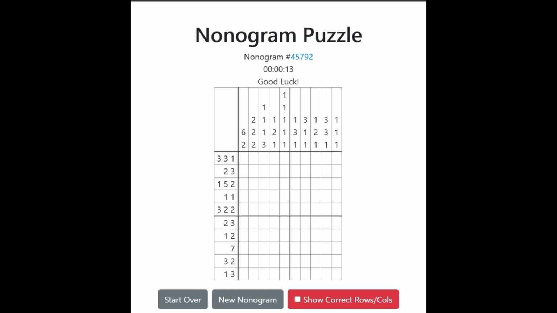Today we are going to be playing Nonograms. This is something completely new to me. I've never played before, but it was a suggestion, I think, by a YouTube comment a few weeks ago. And also a friend had suggested that I might like it, considering I enjoy Sudoku and all that.